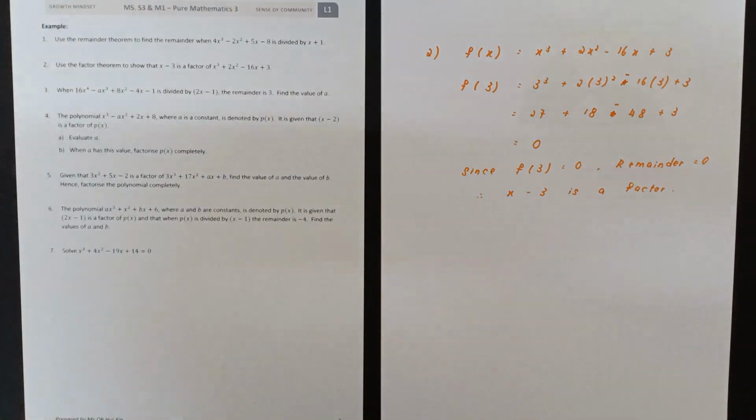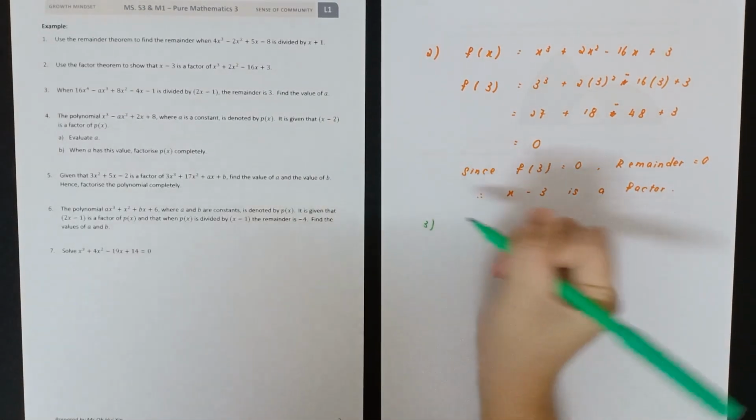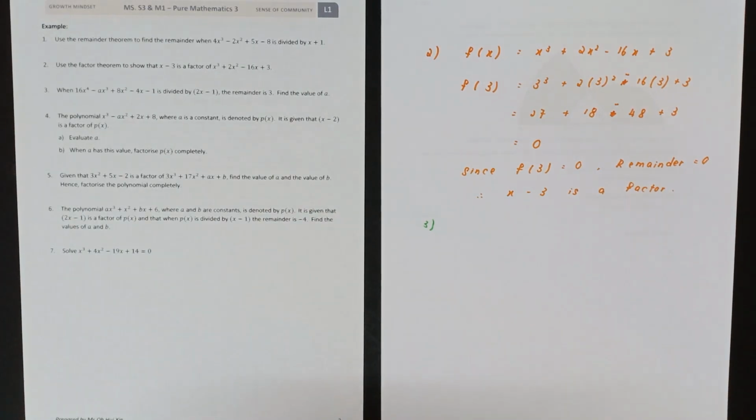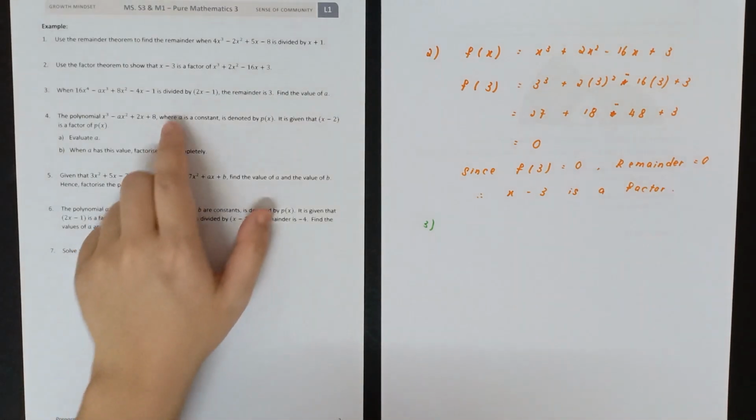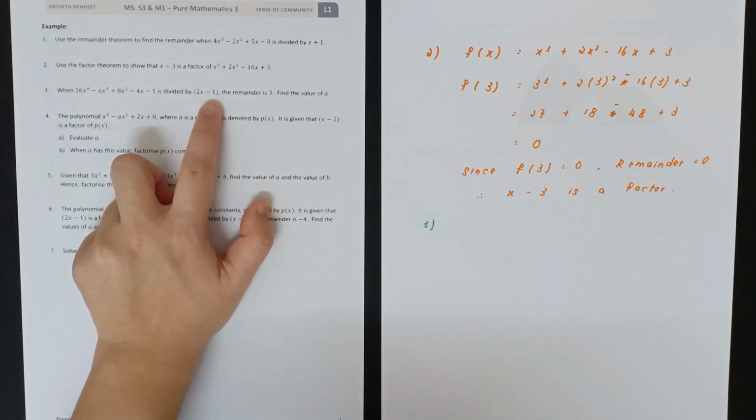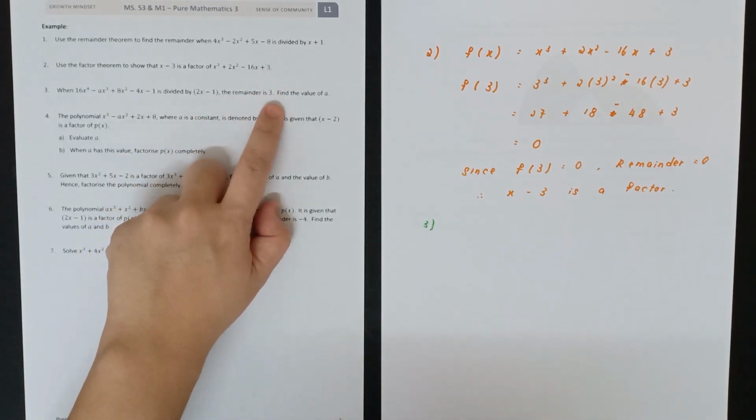So when the polynomial is divided by 2x minus 1, the remainder is 3. Find the value of a. So it's basically with the given information, you need to solve the equation. Okay, so number 3. Alright, so it's the same thing. How can you write this in a form that in remainder theorem? So we know that this thing divided by 2x minus 1, the remainder will be equals to 3, right?